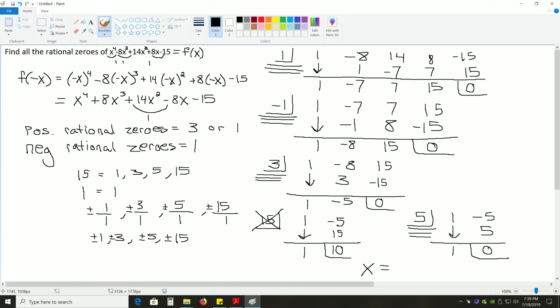All of the rational zeros that are answers to this problem are -1, +1, +3, and +5. These are all the values that we found using synthetic division worked with the factor theorem. They gave a remainder of 0.